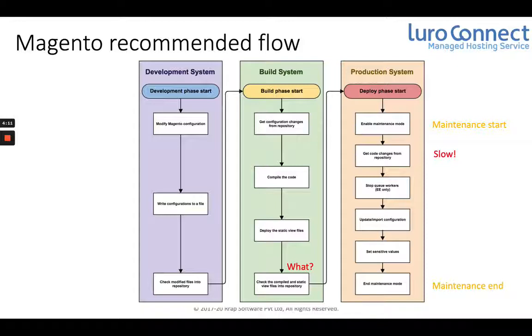Magento's recommended flow is to have a build system. However, we think it can be improved on. It starts with the development system committing some code, and then a build system doing a build, which includes compilation and static content deploy. But then it suggests putting all of the assets into Git, and then using Git on the production system, and keeping the site in maintenance for a long time.